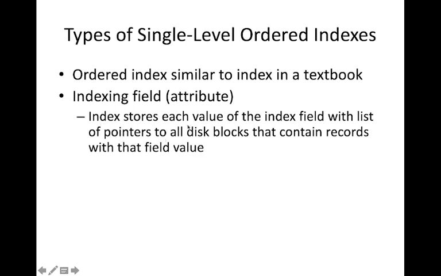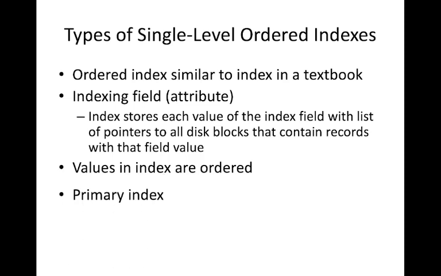The index will store each value of the index field with a list of pointers to all the disk blocks. It may be several disk blocks. If you see the back side of the book, Oracle may be located on different pages, so you can see 225, 300, like that. There will be different page numbers. So all the pointers to all the disk blocks will be mentioned in the index value. The values in the index are ordered. The back of the book is in alphabetical order, and similarly the index is also ordered. So all the index values will be ordered.